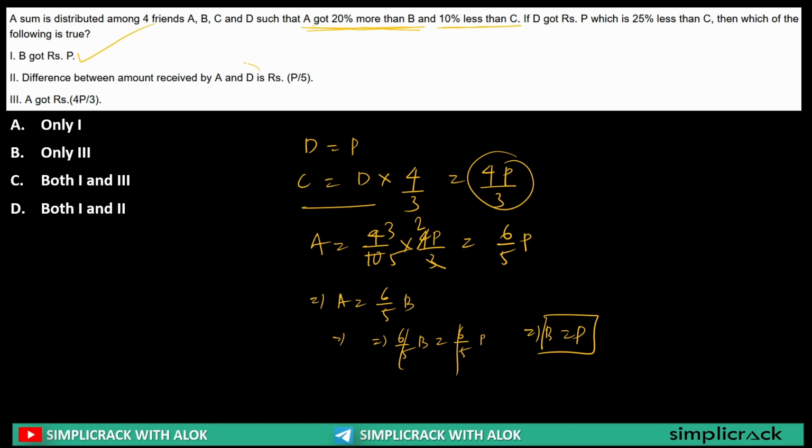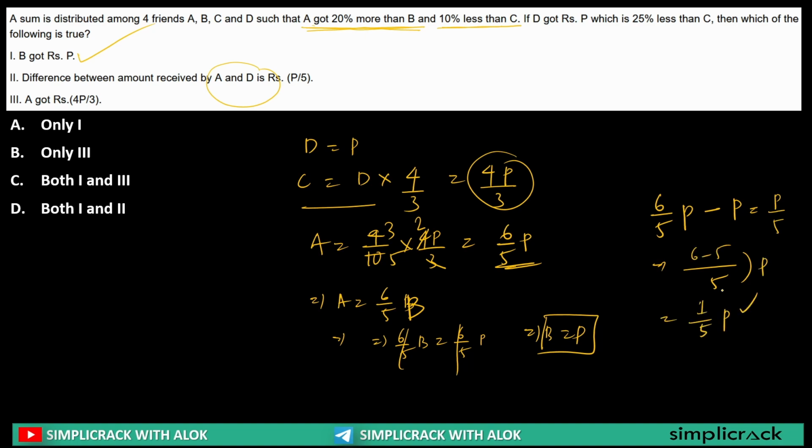Difference between the amount received by A and D. A got 6 by 5 P. Okay. Minus D got P is equal to P by 5. So 5 will be there, P will be taken out, 6 minus 5, that is 1 by 5P. So that is also correct. Difference between A and D is equal to P by 5. That is also correct. A got 4P by 3, that is incorrect. So the answer is both 1 and 2 is true.